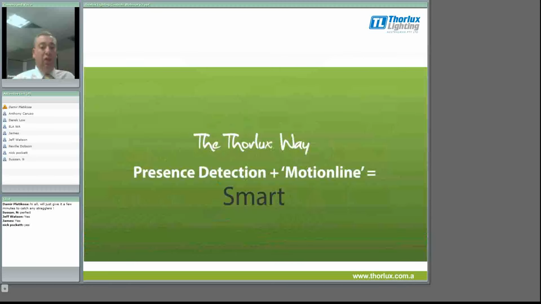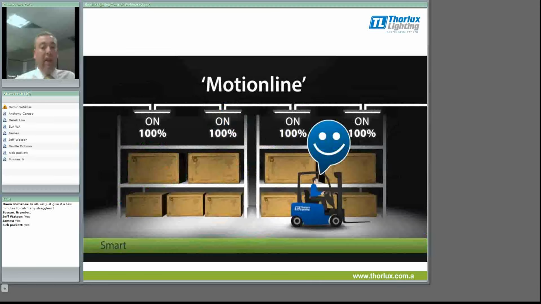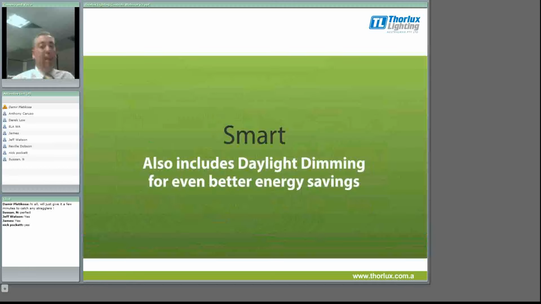The Thorlock way is PIR plus the motion line. This basically means that as the truck or the person turns into that racking aisle, the first luminaire will detect, and that will then send a signal to all of the other luminaires on that group and bring them all on. This obviously makes for happy employees.